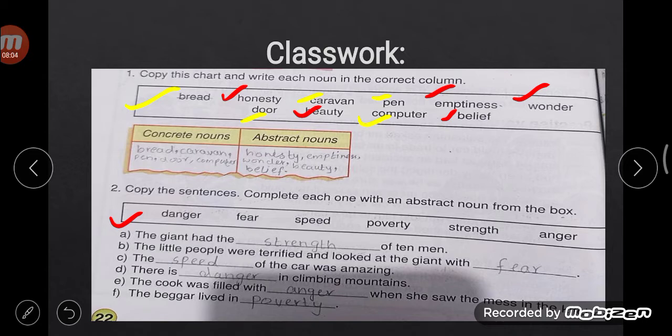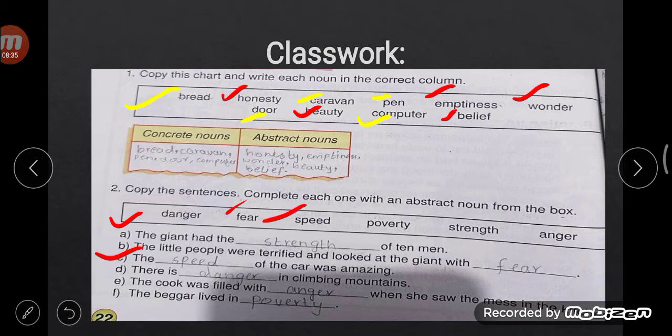Now the B is, the little people were terrified and looked at the giant with dash. Because the people were terrified, so they were looking at the giant with danger, speed, poverty, strength, anger, or fear. Yes, fear. Okay, you will write fear. Then the C is, the dash of the car was amazing. You know that you would write speed here.